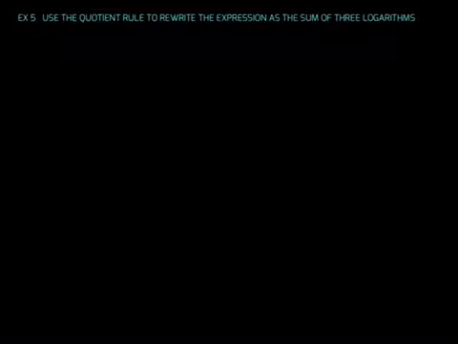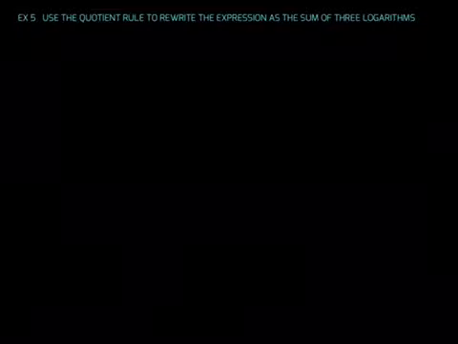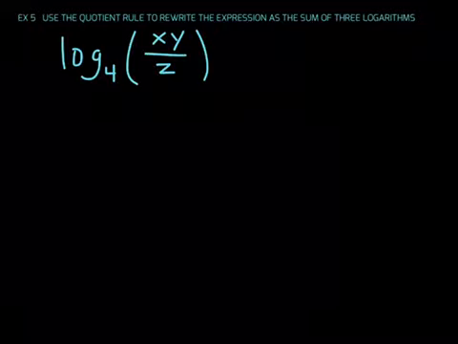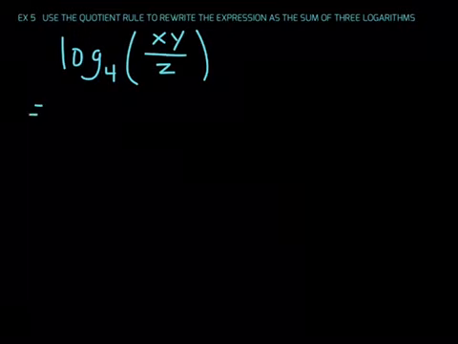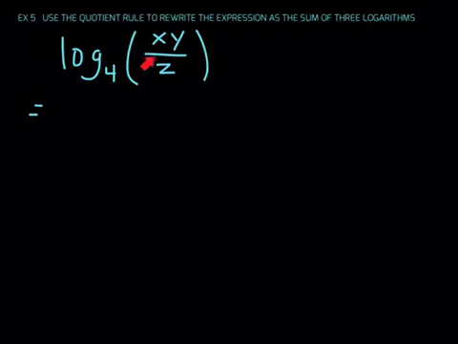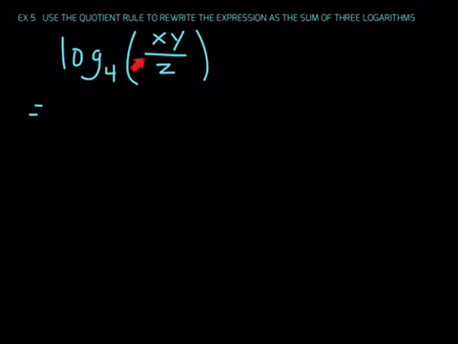Okay, example 5. Use the quotient rule to rewrite the expression as the sum of three logarithms. All right, here's the expression. We have log base 4 of x times y all over z. We're going to kind of unravel this, if you will. So we're going to rewrite this as a sum of three different logarithms. All right, here we go. The first thing I want us to do is to use the quotient rule to undo this division.